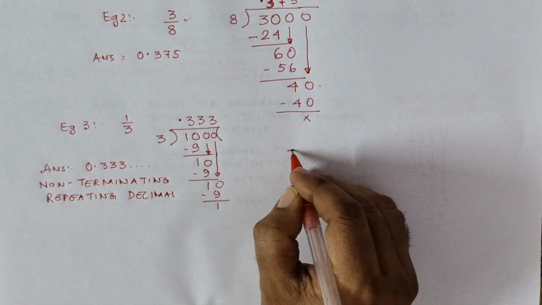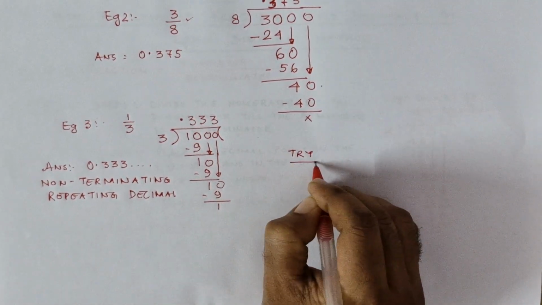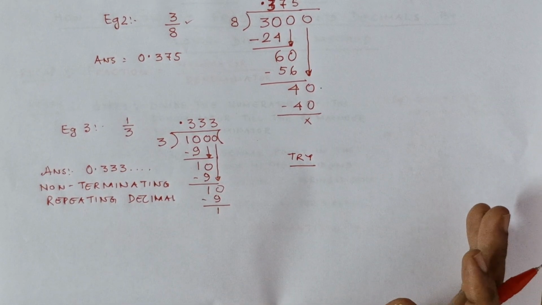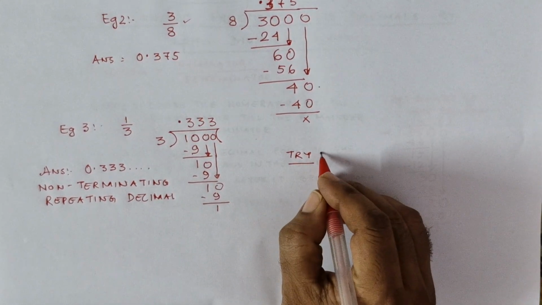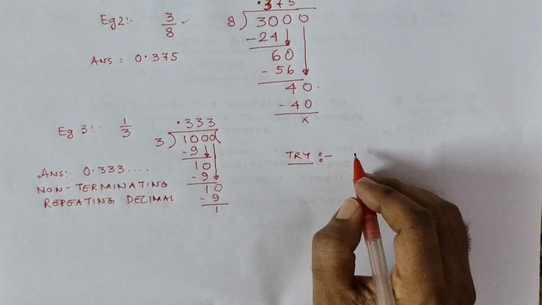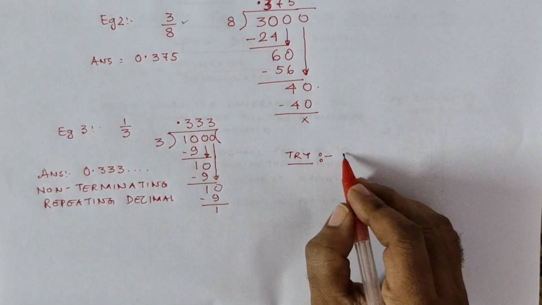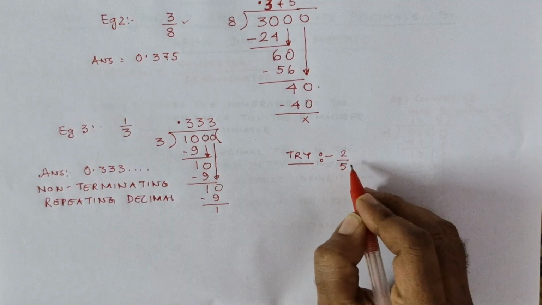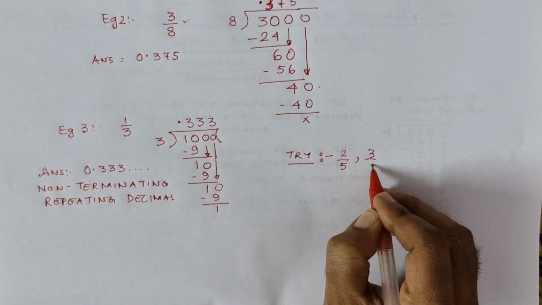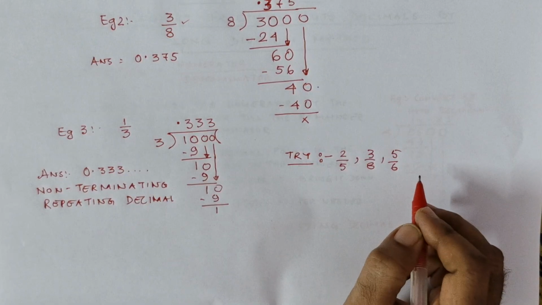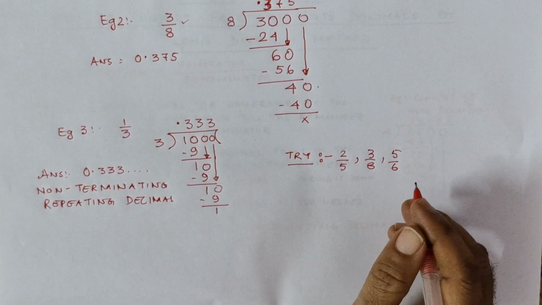So students, try this. I guess you have followed this very simple method. If you have any questions, let me know. Write in the comment box and I'll answer them, okay? If you have followed the lecture and the method is very simple, try this out at home: 2 by 5, 3 by 8 and 5 by 6. So there are 3 problems. Try them out and let me know the answers.